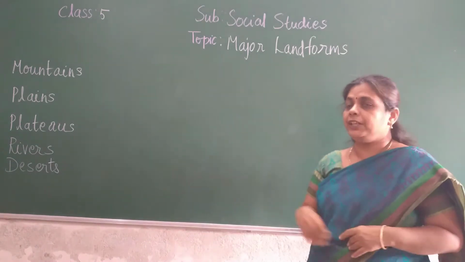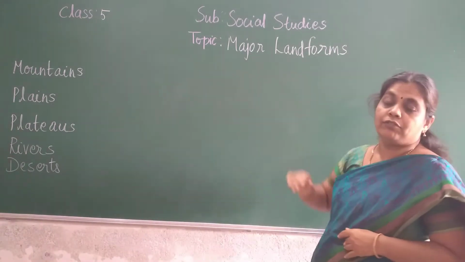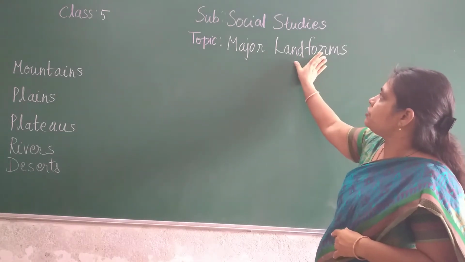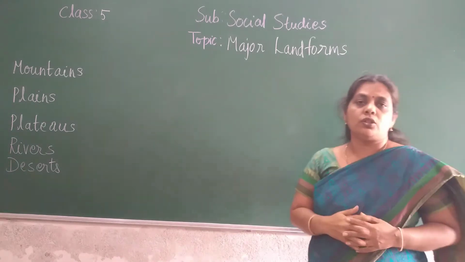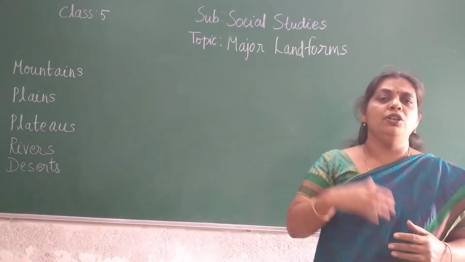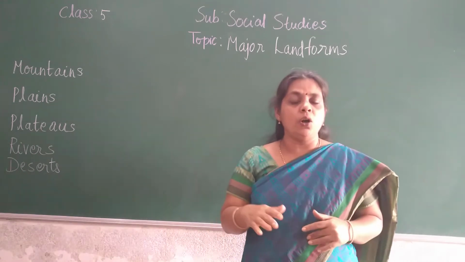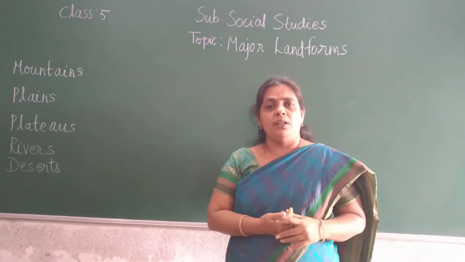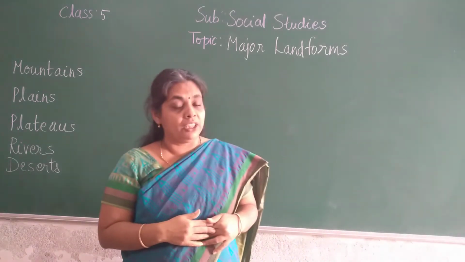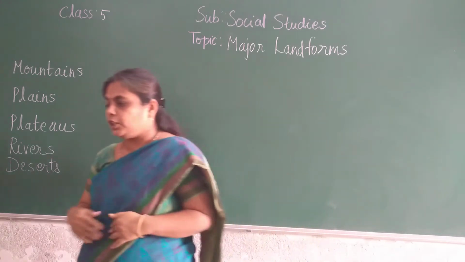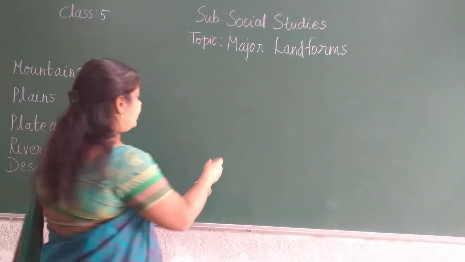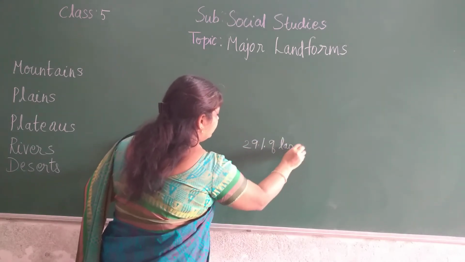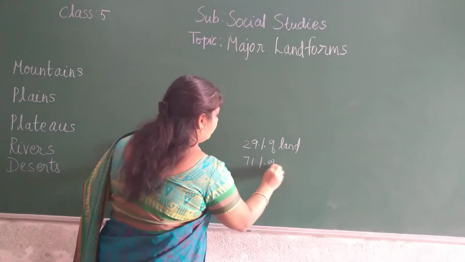So today I am going to take a new lesson, children: major landforms. The word itself, observe, children: landforms. Think about the earth, children. The surface of the earth is not the same everywhere. Our earth consists of nearly 29% land and 71% water, children.